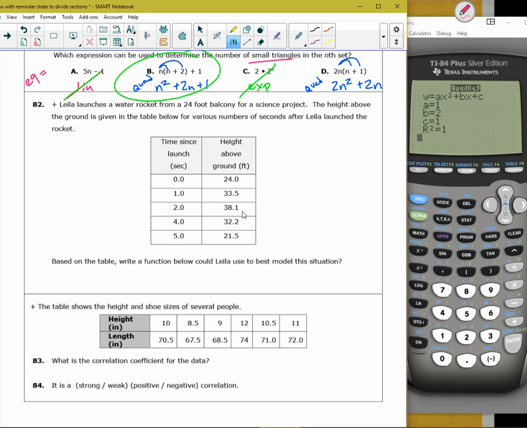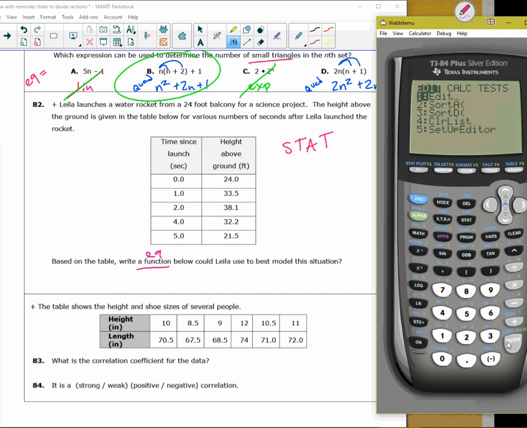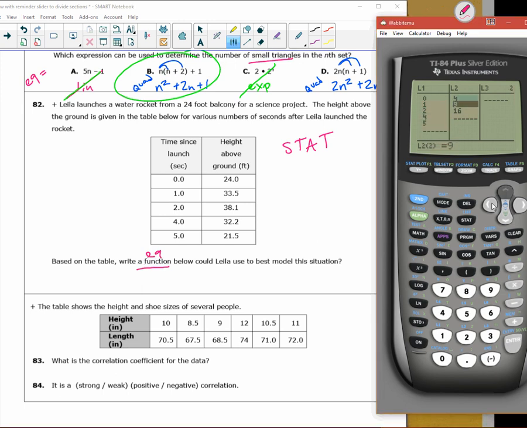Okay, so again, function is basically the same thing as an equation. I have a table, I'm going to an equation, so I'm once again going to go back and use stat. It doesn't tell me if it's linear, quadratic, or exponential, so I'm going to want to check to make sure on that. So I'm still going to go put in my numbers. 0, 1, 2, 4, 5, and 24, 33.5, 38.1, 32.2, 21.5. Okay.